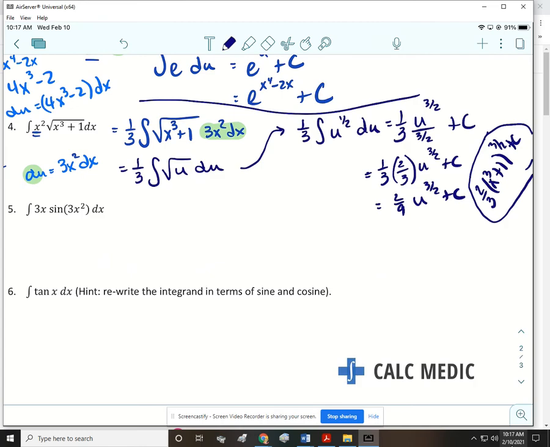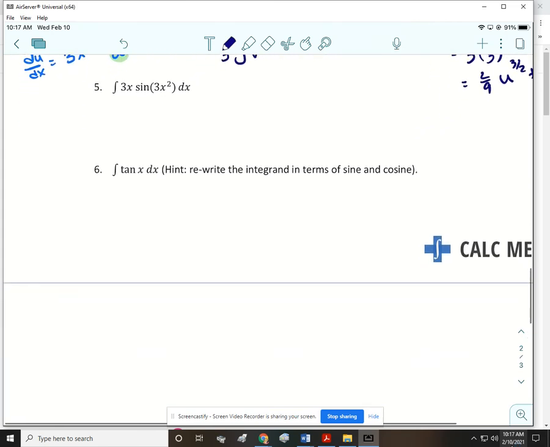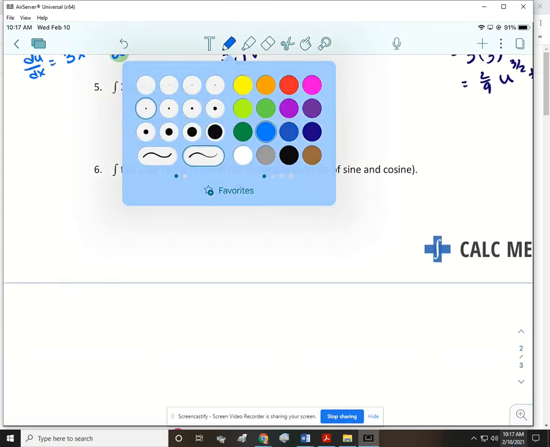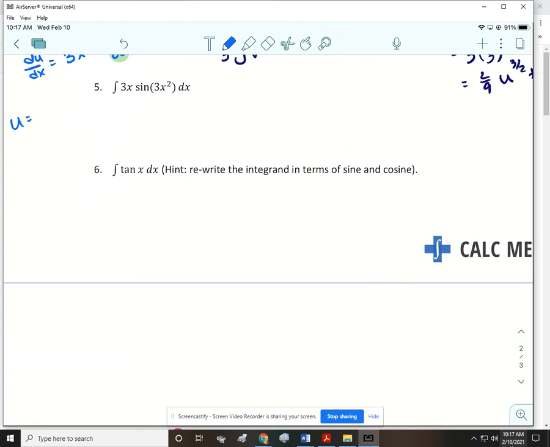All right, so let's look at number 5. The inner function is going to be 3x squared. The derivative of that is 6x. So du should be 6x dx. All right, so I need a 6x, but I have a 3x. So I am going to have to multiply that by 2.